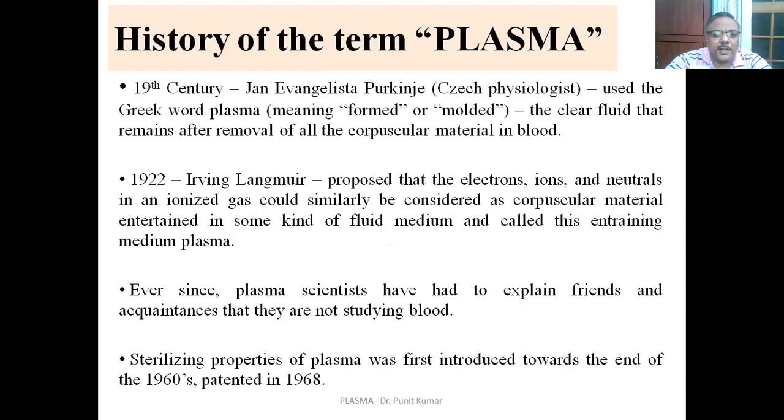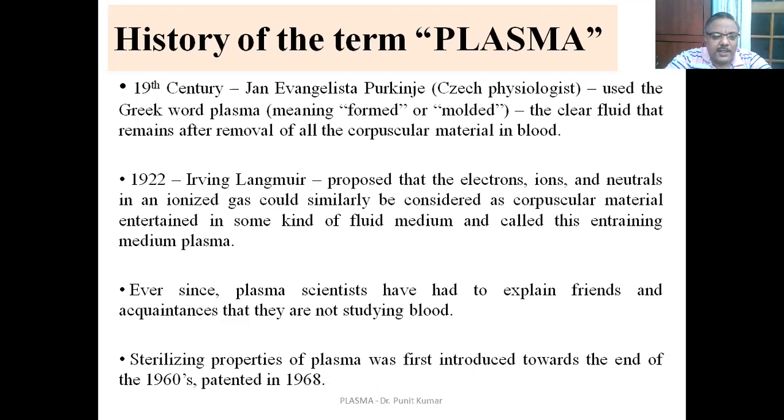And what is plasma? How did it come into existence? Firstly, we should know what we mean by the term plasma. In the 19th century, Purkinje, a physiologist, used the word plasma for the clear fluid that remains after the removal of the corpuscular material in the blood. The semi-transparent material that remains in the blood is called plasma.